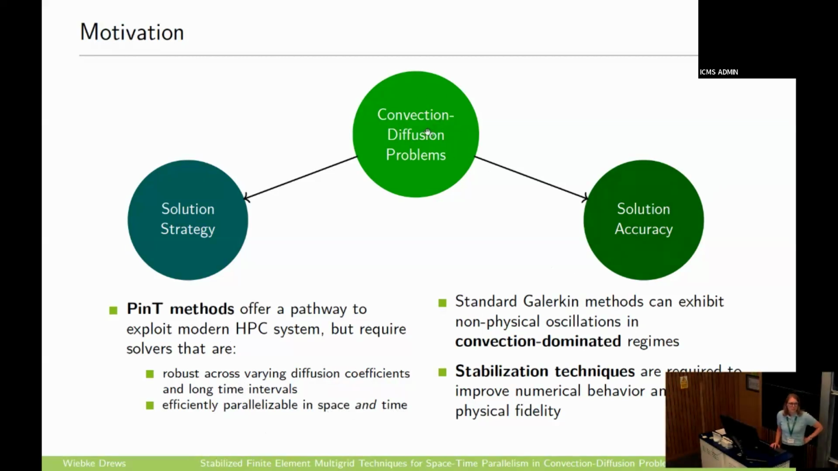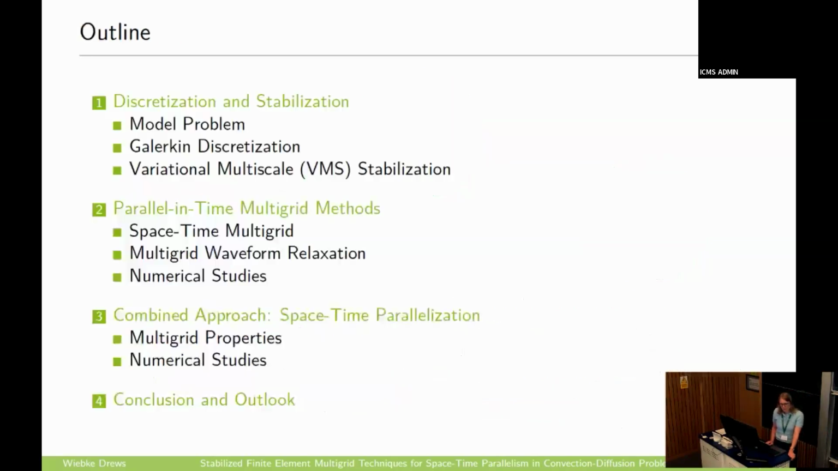have sometimes convection-dominated regimes, and there it is quite known that standard Galerkin methods suffer from non-physical oscillations. Therefore, we have a tool which is stabilization techniques to improve the numerical solution, and that is what we will look at first. So the model problem and the discretization and stabilization of the problem.